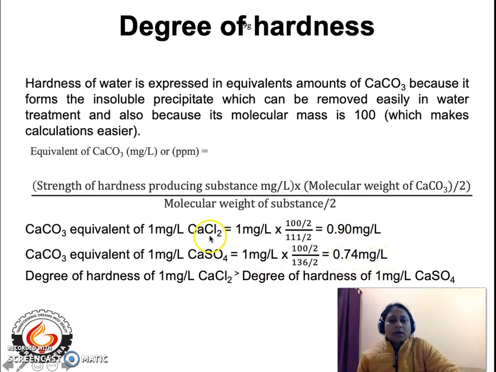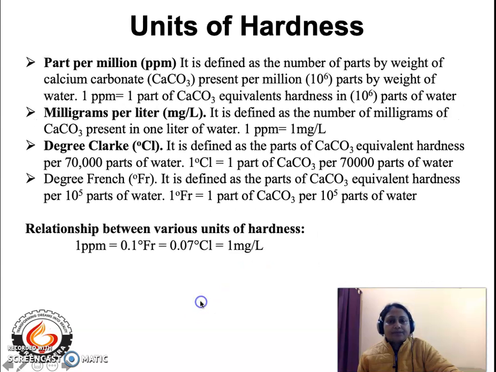So we can say that 1 milligram of calcium chloride is producing a greater amount of hardness as compared to the hardness produced by 1 milligram per liter of calcium sulfate. Now let us see what the units of hardness are.